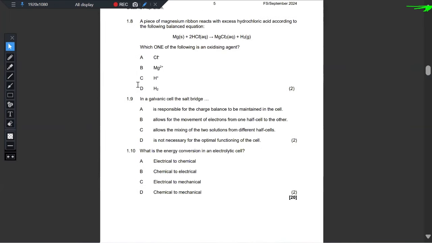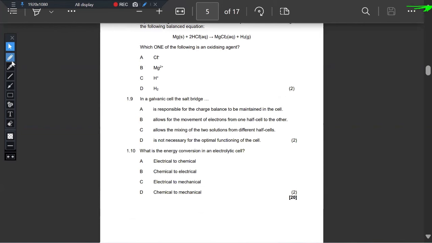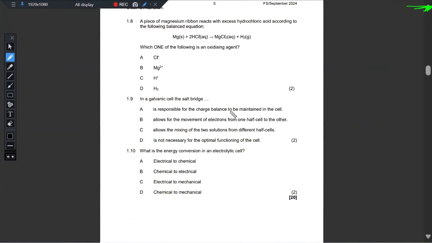Then 1.8 says a piece of magnesium ribbon reacts with excess hydrochloric acid according to the following balanced equation. Which one of the following is an oxidizing agent? Which one is an oxidizing agent? Now, obviously, in order to find that, we'd have to check here. So this is 1.8. So oxidizing agent, let's see. We have our Mg here.